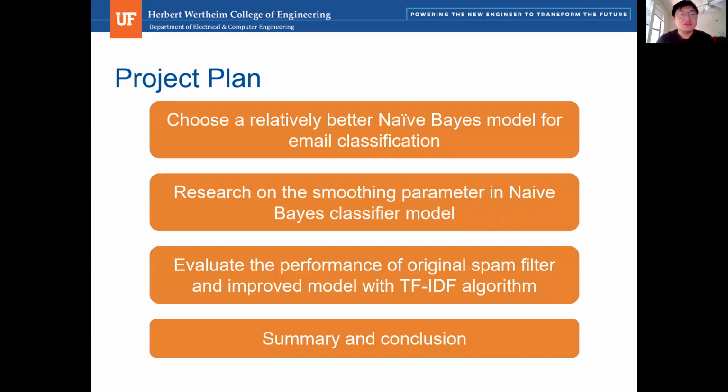My project includes 4 parts. First, I will choose a relatively better Naïve Bayes model for email classification. Then I research the smoothing parameter in the Naïve Bayes classifier model. Next, I evaluate the performance of the original spam filter and the improved model with TF-IDF algorithm. And finally, I will give a summary and a conclusion.